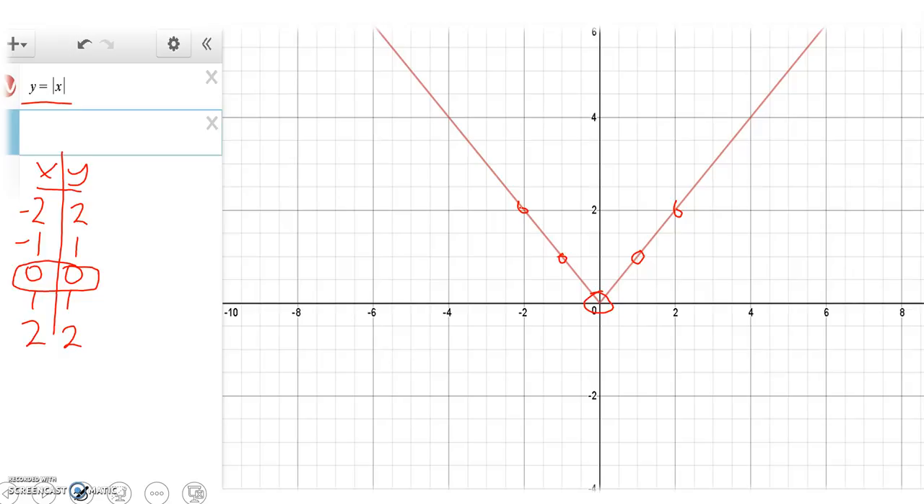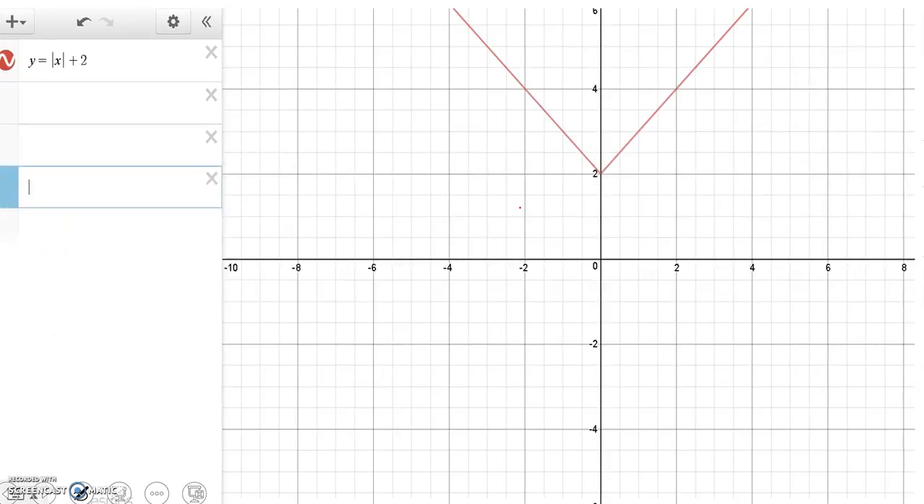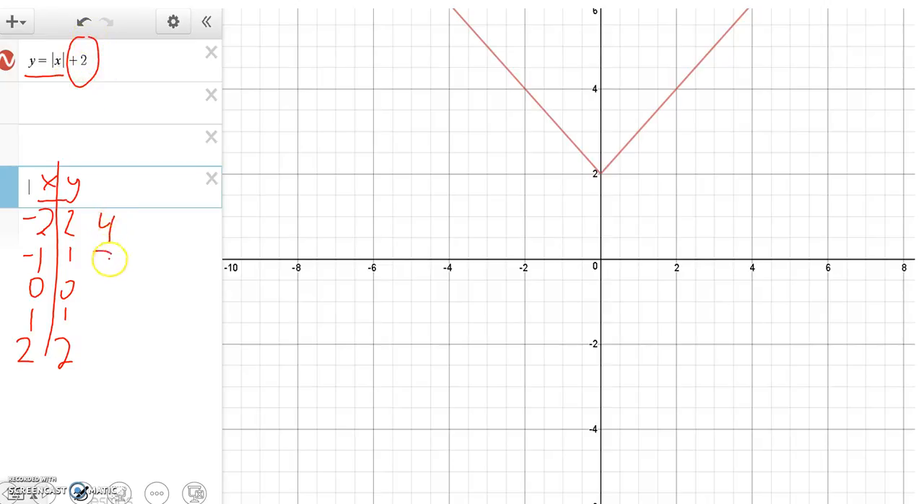But how does this change when we change the values that we are adding to the absolute value? For example, here our original equation was y equals the absolute value of x, and -2, -1, 0, 1, and 2 are the numbers we plugged in. We had 2, 1, 0, 1, and 2 as the numbers that came out, but now we're adding 2 to all of those. So instead of 2 we have 4, instead of 1 we have 3, and 2, and 3, and 4. And so essentially what happened was it took every point on the graph and slid it up 2 units. And that's because we added a 2 at the very end.